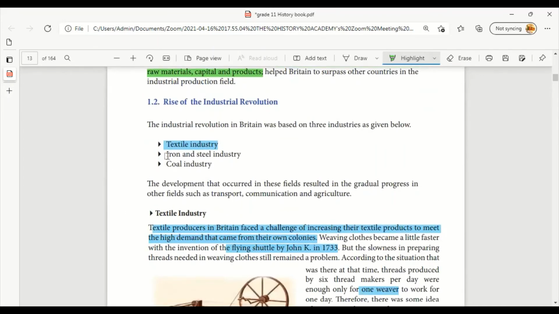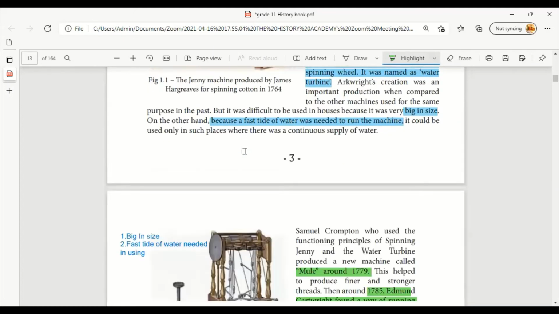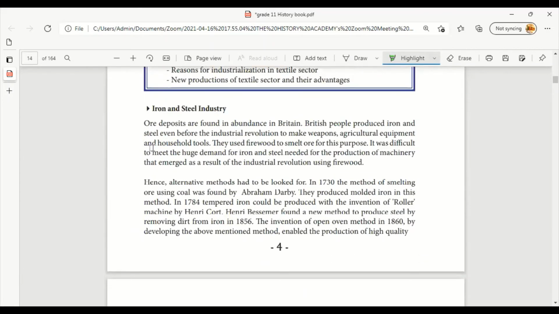So the first one is the textile industry, and the second one we are going to move to is the iron and steel industry, right? Iron ore, where we can get iron, was abundant in Britain. That means many ore deposits were found in abundance in Britain. British people produced iron and steel even before, to make weapons, agricultural equipment, and household tools. Even before the Industrial Revolution, British people produced iron for their household activities. They used firewood to smelt ore for this purpose. It was difficult to meet the huge demand.